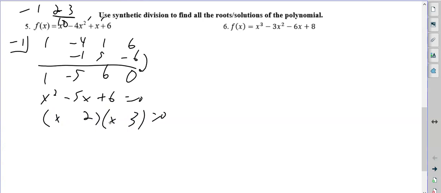Since they're positive 2 and 3, and since this is a negative here, they must add up. Therefore, when I set these equal to 0, x minus 2 gives me 2, x minus 3 gives me 3. My answers are -1, 2, and 3.